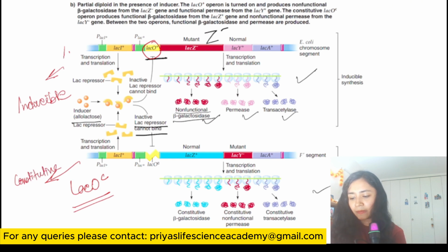I hope you understood, because constitutive means here is lacOC. Even if repressor is present, the lacOC can't be blocked by the repressor, so no need of inducer. So it is constitutive. But in this case, lacO plus is a wild type operator, and wild type operator can easily be blocked by the repressor. So when inducer is present, the repressors will be blocked, and the operon can be functional again. So that is inducible, that needs an induction. So okay, this is another point. In case of diploid system, you have to understand which operon is inducible, which operon is constitutive. Okay.